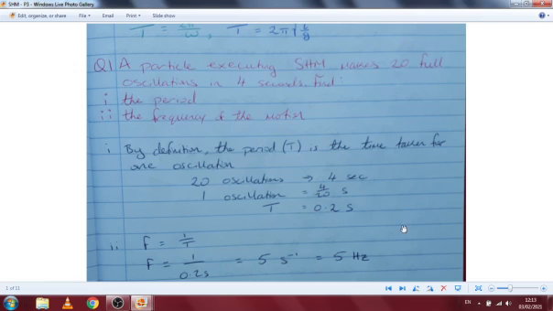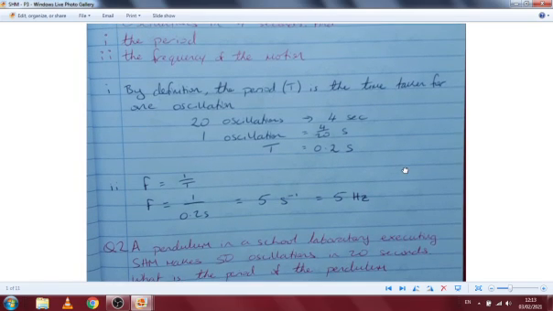Then I'm asked to find the frequency of motion, so I use the simple formula F is equal to 1 over T, where T is the period. 1 over 0.2 seconds is equal to 5 per second, and per second is also known as hertz. So my frequency is 5 hertz, which again makes sense. I would get 5 waves in 1 second because it takes a fifth of a second for one oscillation.